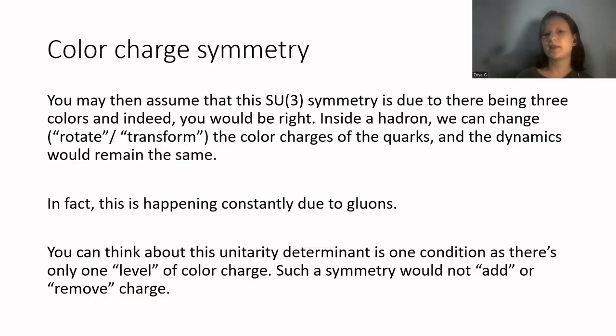You may then assume that this SU3 symmetry is due to there being 3 colors, and indeed you would be right. Inside a hadron, we can change or rotate or transform the color charges of the quarks, and the dynamics would remain unchanged. In fact, as I mentioned, this is exactly what is happening all the time due to gluons. So you can think about this unitarity determinant as one condition, as there's only one level of color charge, right? Such a symmetry would not add or remove charge, right? There's no such thing as 1.5 red charges. That's just not defined in the standard model, and it makes no sense.